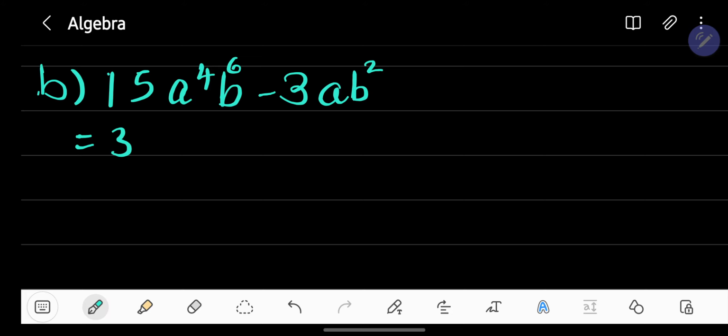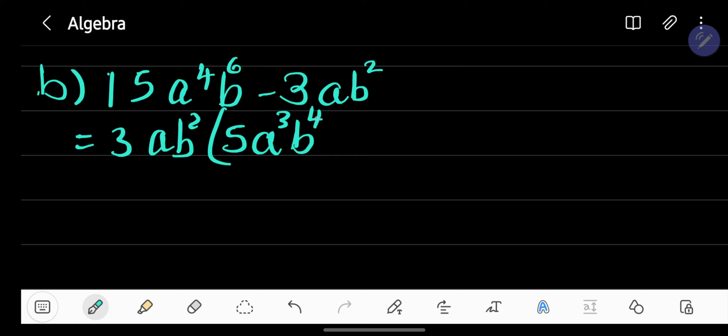Now, for your variables a to the 4 and a, you are going to take the one with the least exponent, which is a, right? b to the 6 and b squared, the one with the least exponent, which is b squared, or the smallest exponent. So now 3 goes into 15 how many times? It goes 5 times. A goes into a exponent 4 how many times? A exponent 3 times. B squared goes into b exponent 6 how many times? B exponent 4, right?